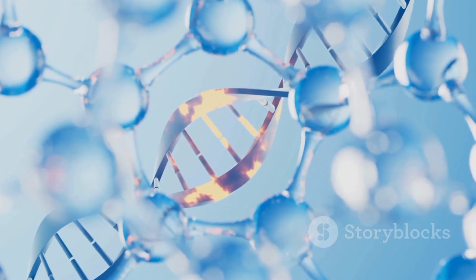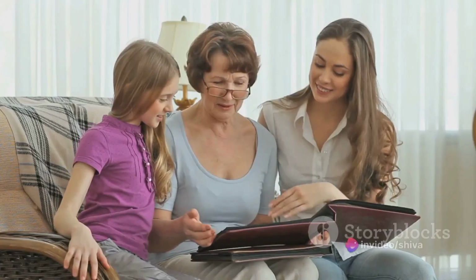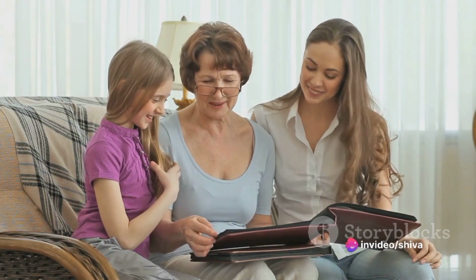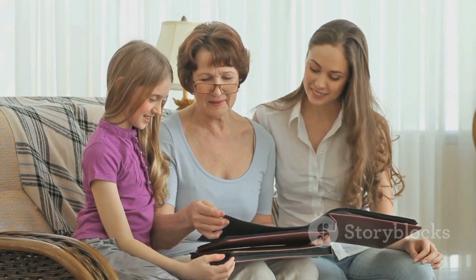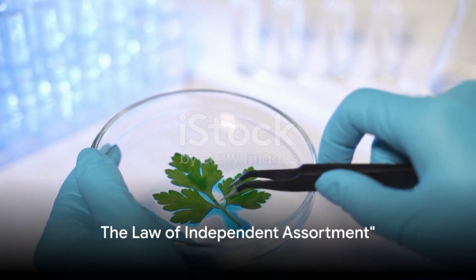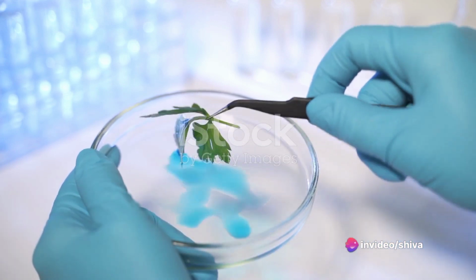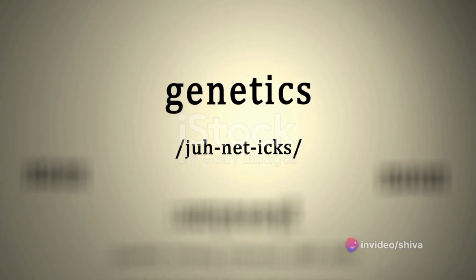If we apply this to humans, it means that you receive one version of each gene from your mum and one from your dad. And these versions can be different, leading to variations in traits. So the law of segregation explains why you might have your father's nose, but not necessarily his height. But what about your height, your eye color, and all the other traits that make you unique? This brings us to Mendel's second law, the law of independent assortment.